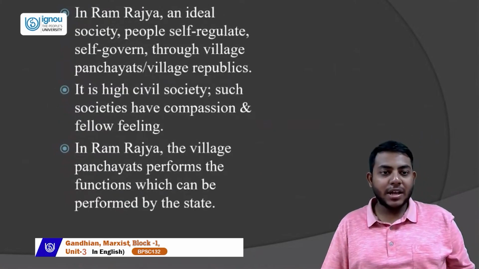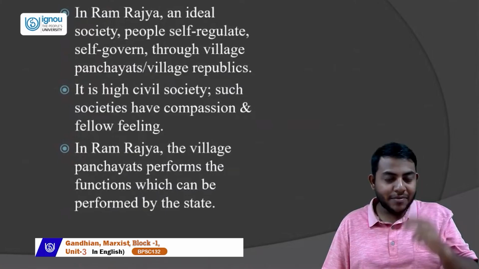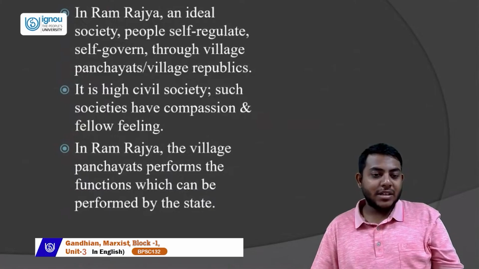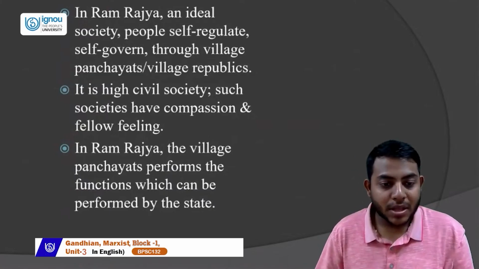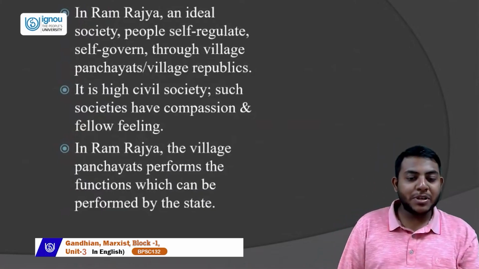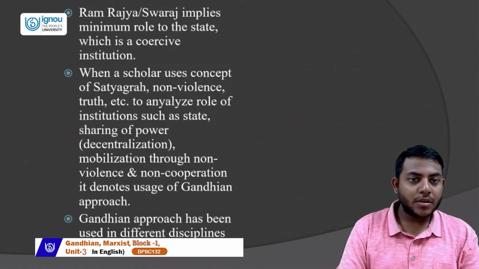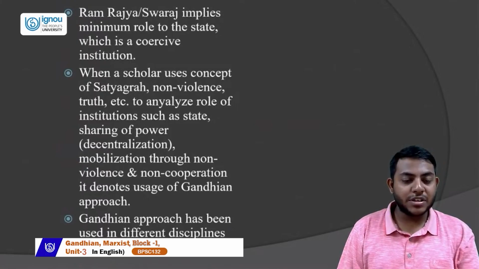So in Ram Rajya, an ideal society, people self-regulate, they self-govern through village panchayats and village republics. So it is high civil society. Such societies have compassion and fellow feeling. So in Ram Rajya, the village panchayats perform the functions which can be performed by the state. So Ram Rajya or Swaraj implies minimum role to the state, which is a coercive institution.